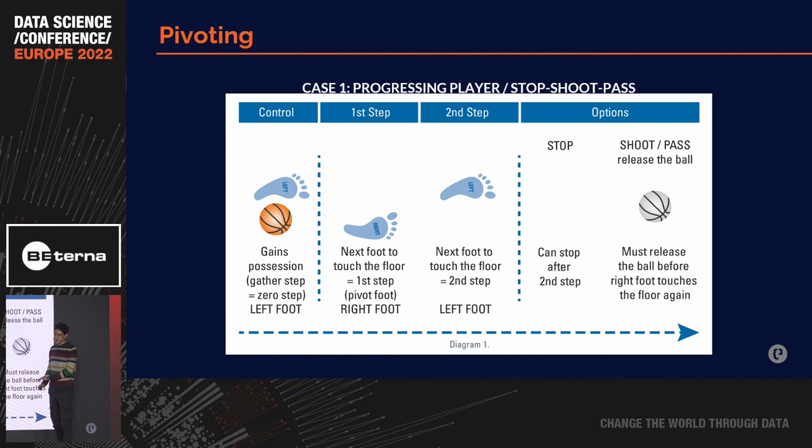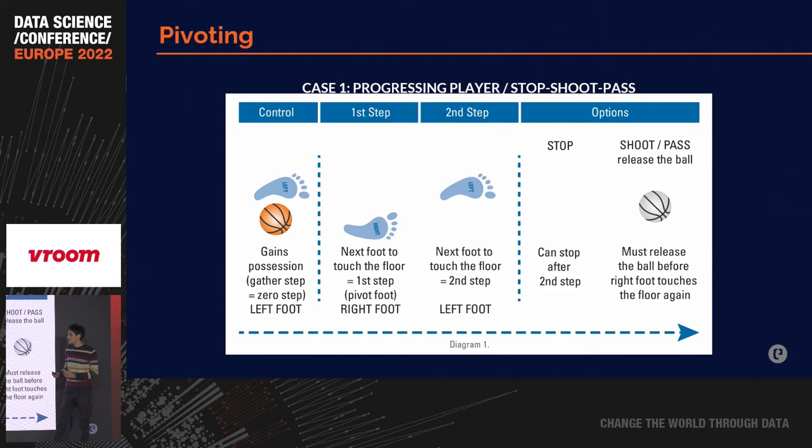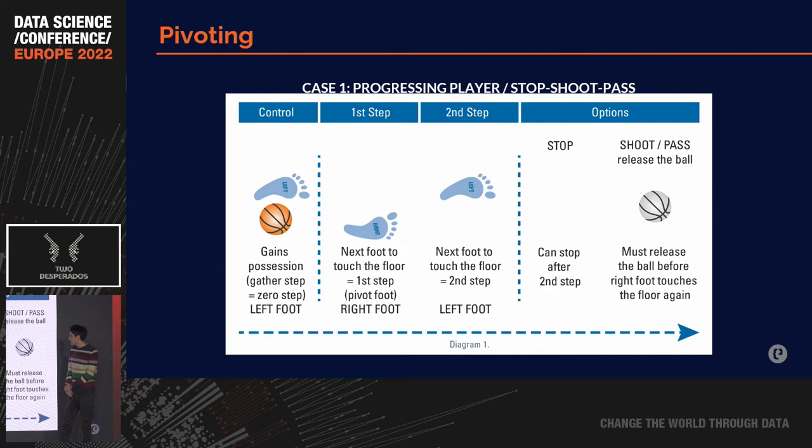Now you can imagine a player running without a ball, and then he receives the ball. The first step he makes at that point is his or her zero step. If we consider that to be the left foot, the other foot to land on the floor is the pivot foot. And again, he can place his left foot on the floor another time. And when the player stops, he is now allowed to pivot.